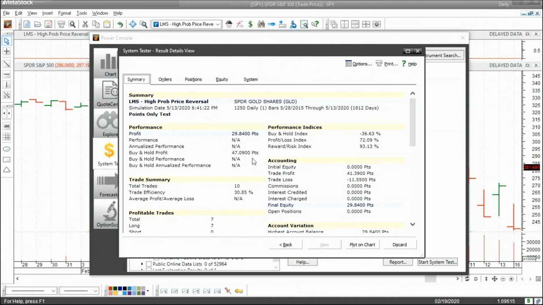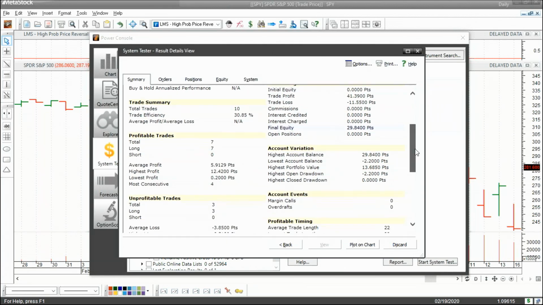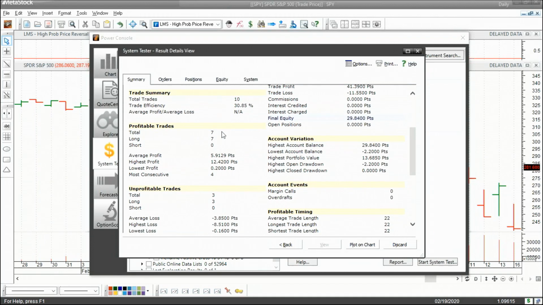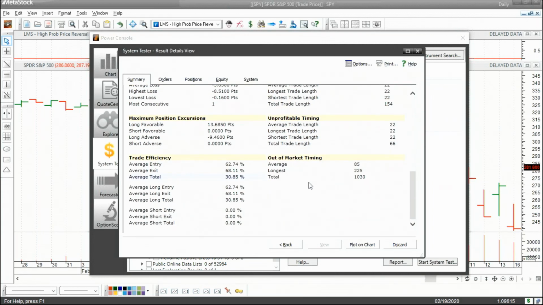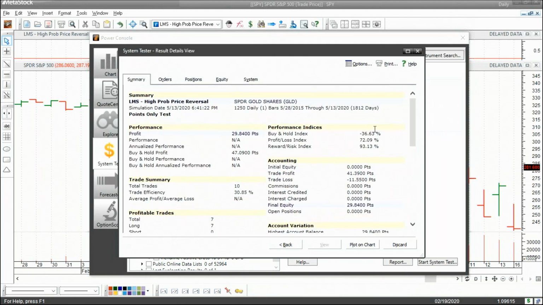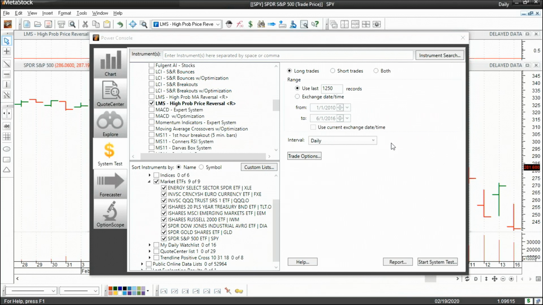Gold came in at 29 points. The buy and hold was 47. We'll scroll down here a little bit. It had 10 total trades, 7 of them winners. 5.9 was the average profit as opposed to 3.8 for the average loser. And down here at the bottom, we were out of the market 1,000 bars. So same thing with this one. Now this system overall, in my opinion, did not perform as well as the previous strategy that we tested.